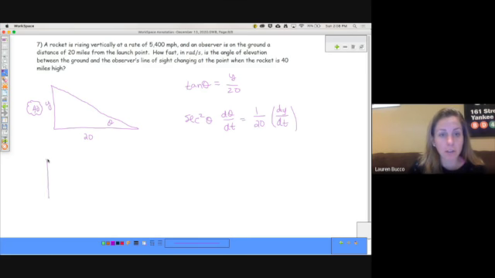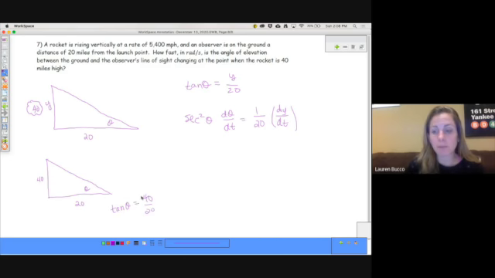So let's do this. I have a right triangle. Does not look accurate at all. This is 20, this is 40 at this exact moment in time. I know the tangent of theta is equal to 40 over 20. So I'm going to go into my calculator. I'm going to make sure I'm in radians. And I'm in degrees, so there you go.